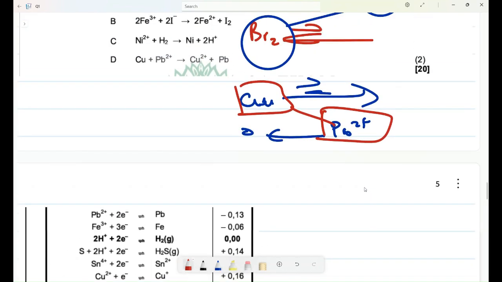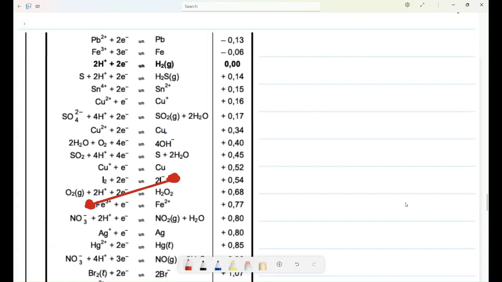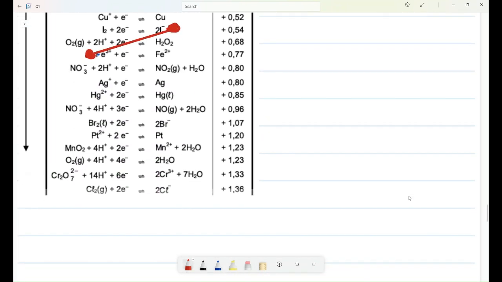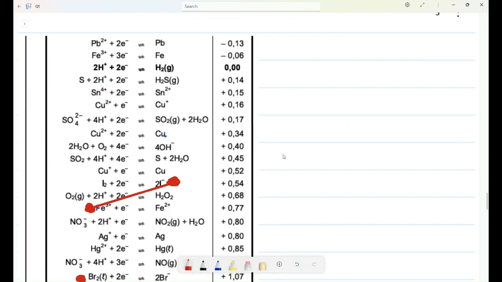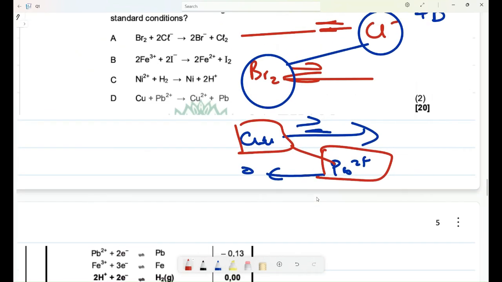Now let's look at A. Where is Br2? Here it is Br2, but now it is reacting with Cl minus. Where is Cl minus? Here Cl minus forms Cl2. Can you see it gives me a negative gradient? So this is non-spontaneous, whereas this is spontaneous. You can also check with the others. They will give you non-spontaneous.